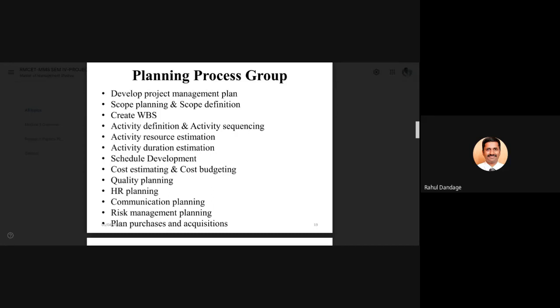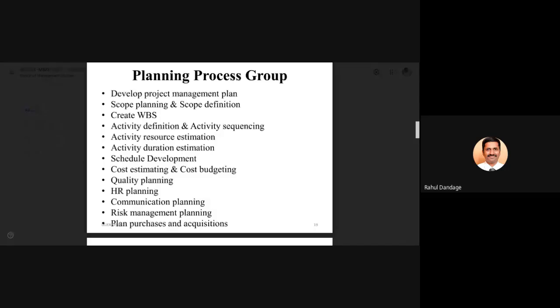a schedule. So once you have identified the activities, defined the activities, sequenced the activities, estimated the resources required to complete the activity, and also estimated the duration required to complete that activity, then you can develop the tentative schedule of your project: when the project will start, which activities will be executed at various stages, and finally when the project will be ready to deliver to the customer or the end user. Then cost estimation and cost budgeting.